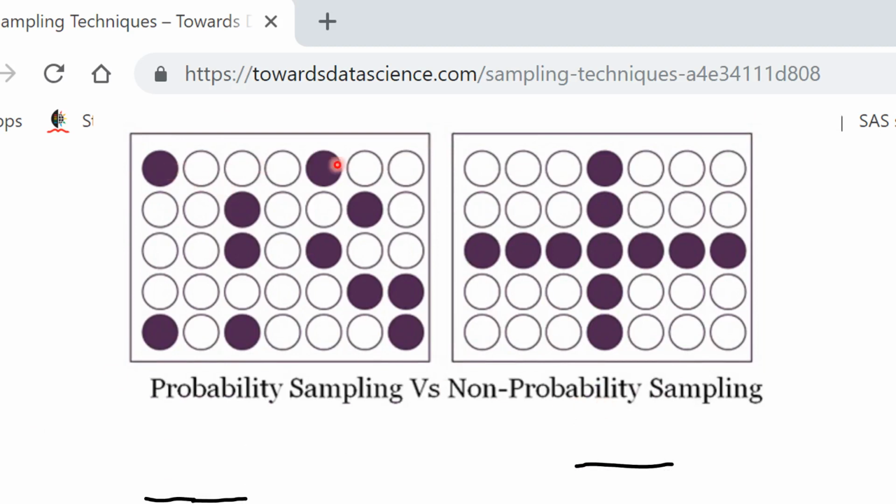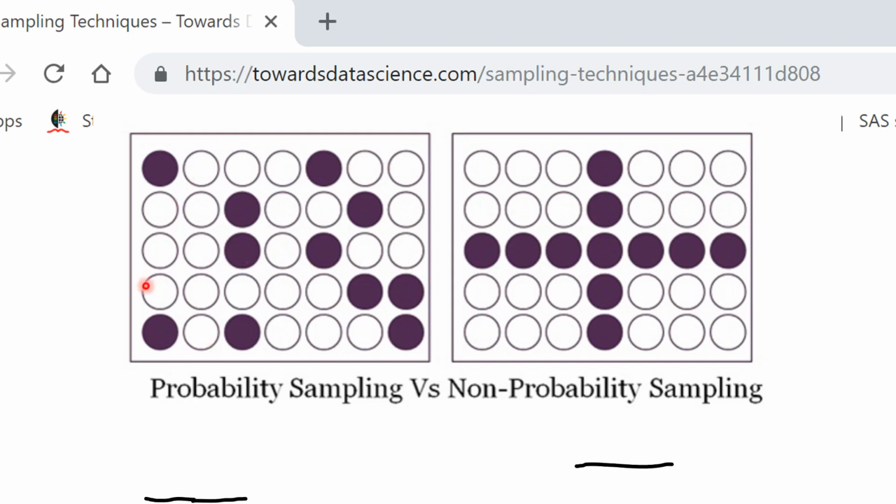Now, assume every dot here is your population, and the ones that are colored in are the ones that were selected. There were 35 elements in my population, and we selected the colored in ones. If you just randomly selected, you can imagine that we selected 11 out of the 35.